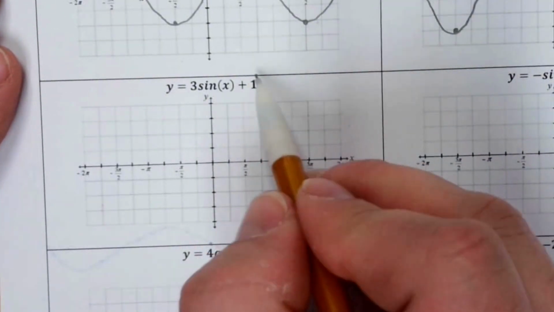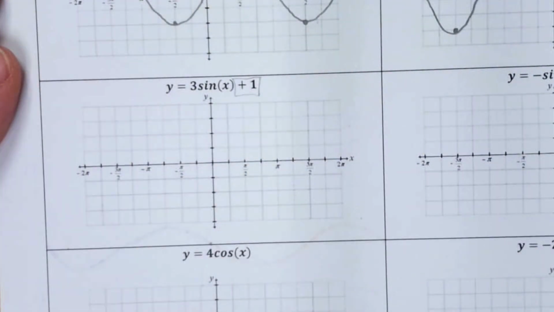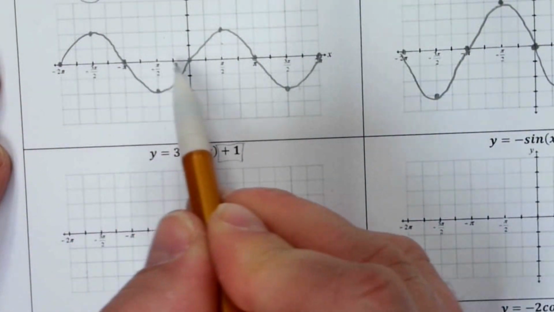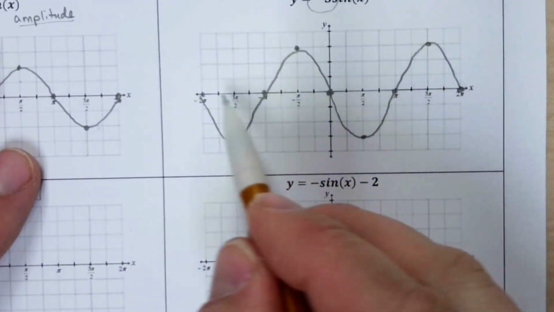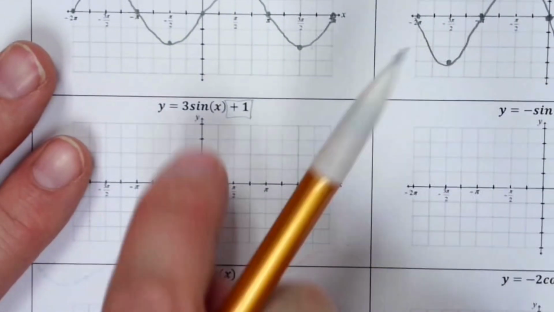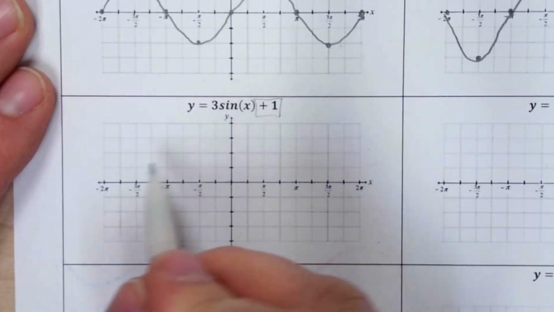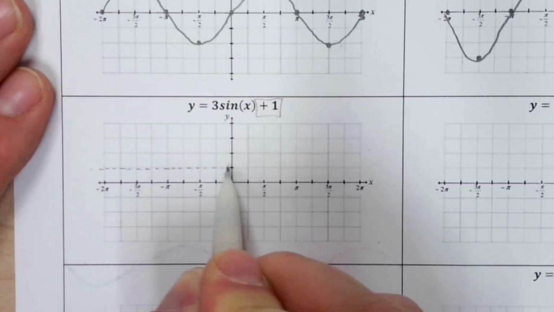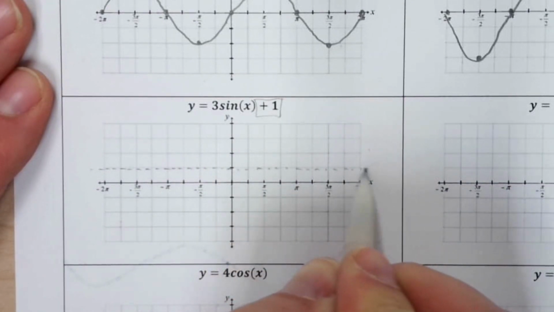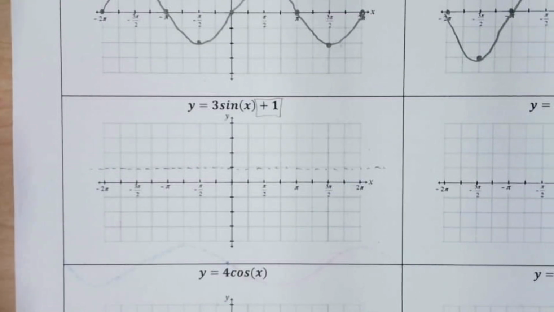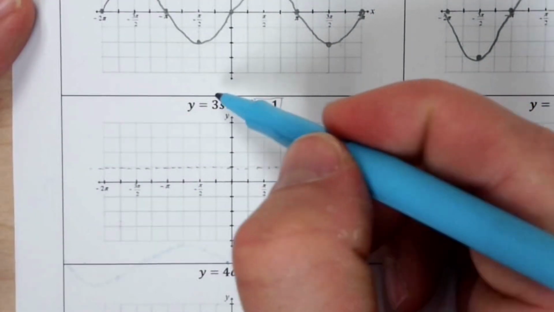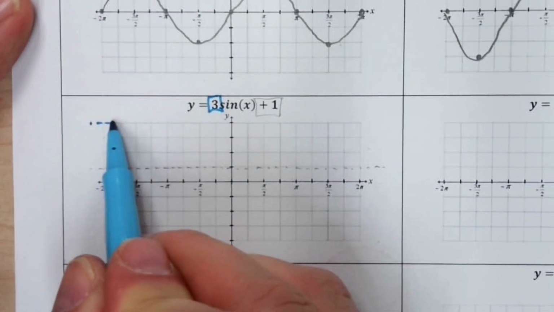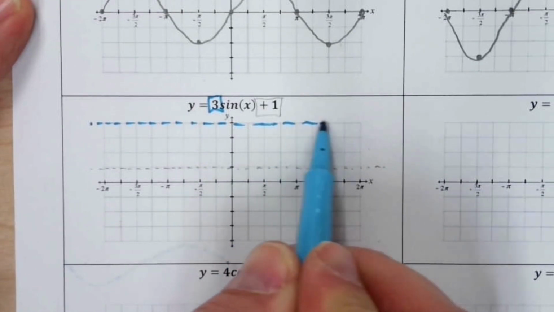This one has what we call a midline shift. The midline is the center of the waves. You can see here that the x-axis is the midline for this one and this one. When we have a midline shift, the best thing to do is to go ahead and put a dotted line in there to represent the center of the waves. The next thing I like to do is look at the amplitude. The amplitude is 3, and so I like to take a lighter pen and set the height lines up there.